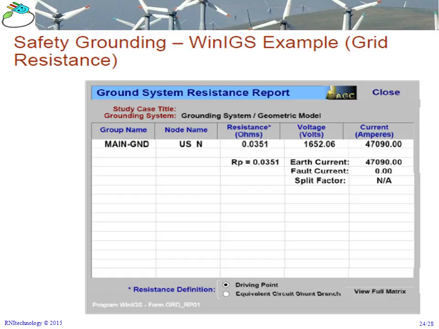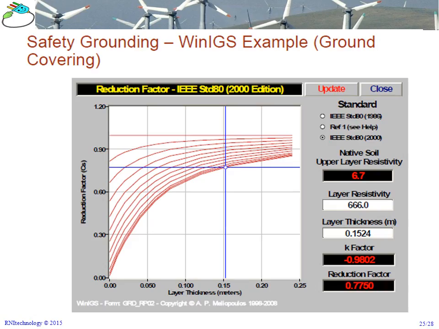From the calculation, the resistance of the ground grid is very minimal here, 0.0351. The amount of fault current going into the grid is 47 kiloamp. And the derating factor uses the IEEE standard based on the layer thickness. The layer thickness comes from the ground covering, and you can calculate the Cs, or the reduction factor.